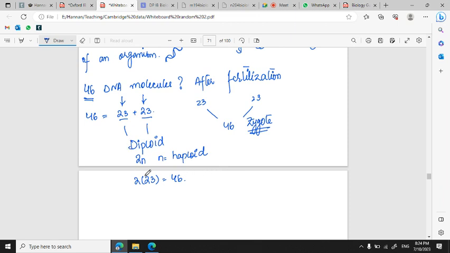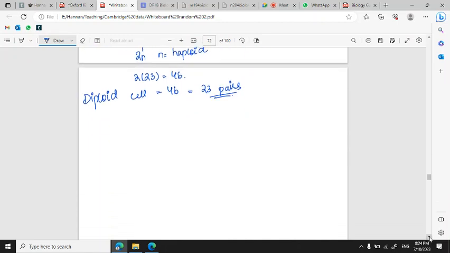So let's see, if we have a diploid cell, then we also say that we have 46 DNA or we have 23 pairs. We have 23 pairs of DNA molecules. I'm only working on the basics right now, okay? I'm not moving towards advanced concepts. So we have 23 pairs of DNA molecules.